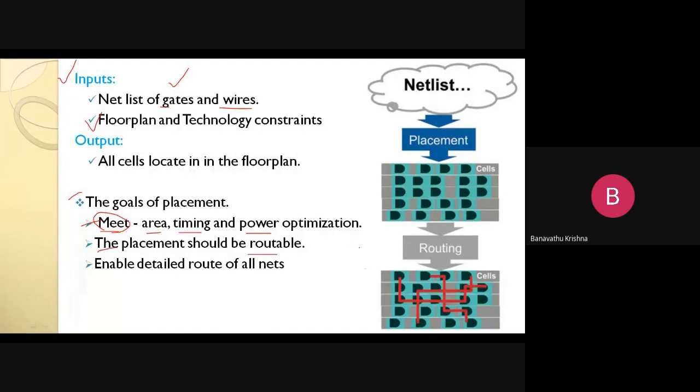After placing the modules in a particular chip or die area, we are going to route, that is, make the connections between the modules, and then enable detailed route of all nets. Here I am going to make the connections and detailed routing between these modules. These are the inputs and outputs for the placement.